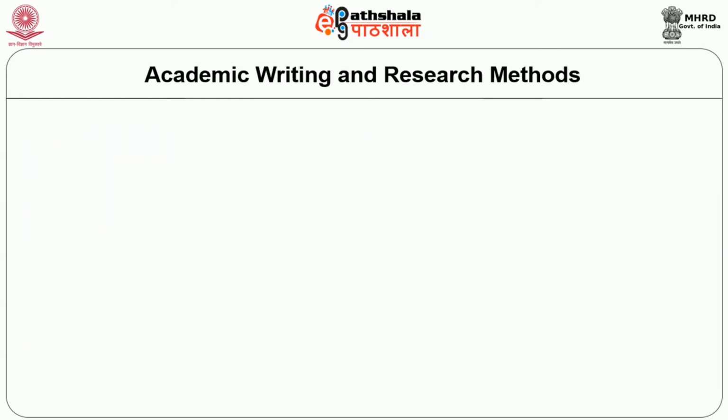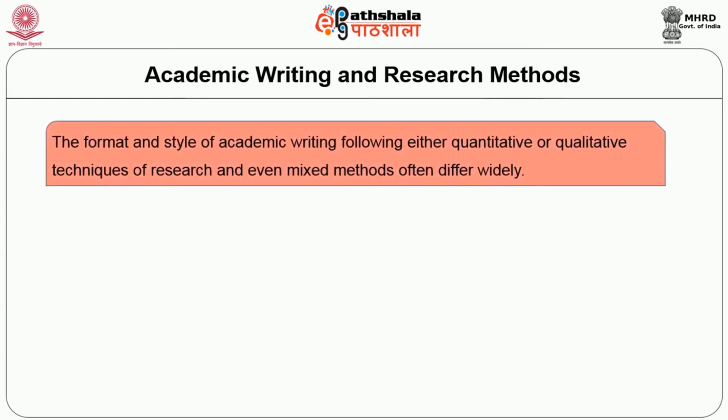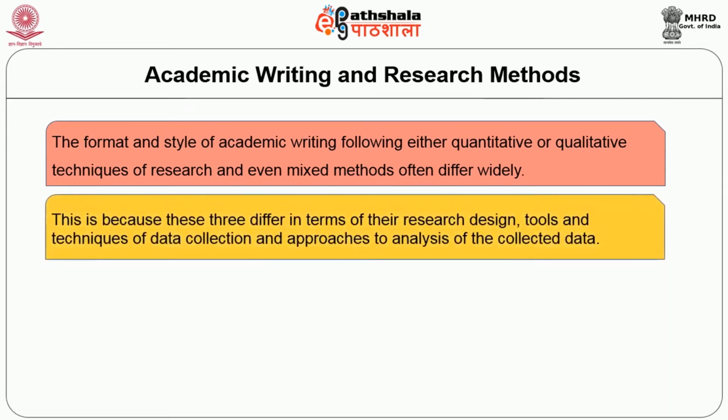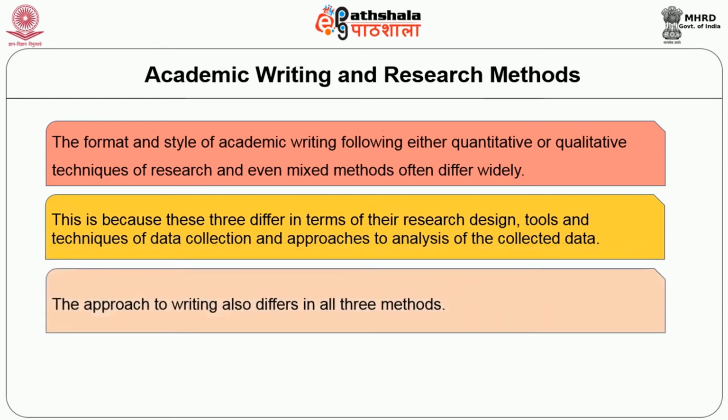Academic writing and research methods. The format and style of academic writing follows either a quantitative or qualitative techniques of research and even mixed methods, and these often differ. This is because these three differ in terms of their research design, tools and techniques of data collection, approaches to analysis and the collected data. The approach to writing also differs in these three methods.